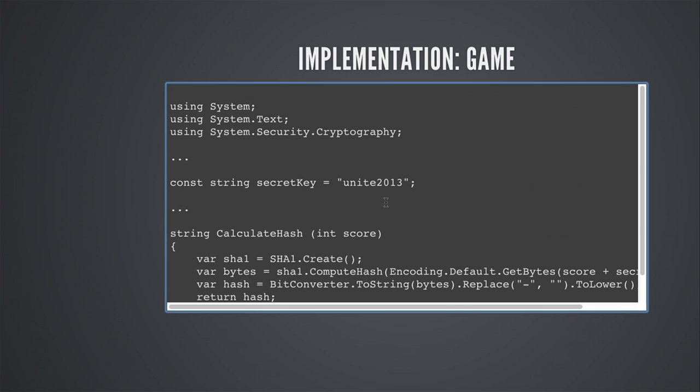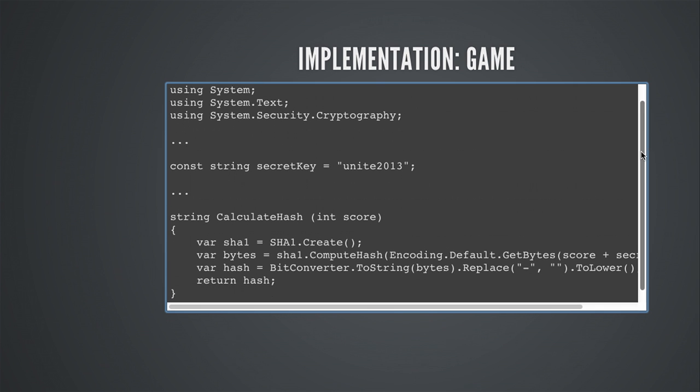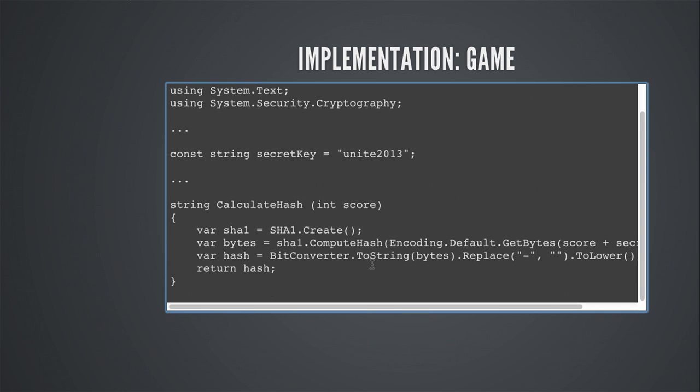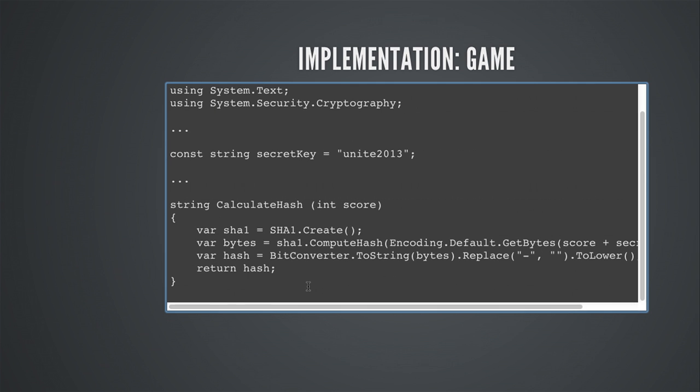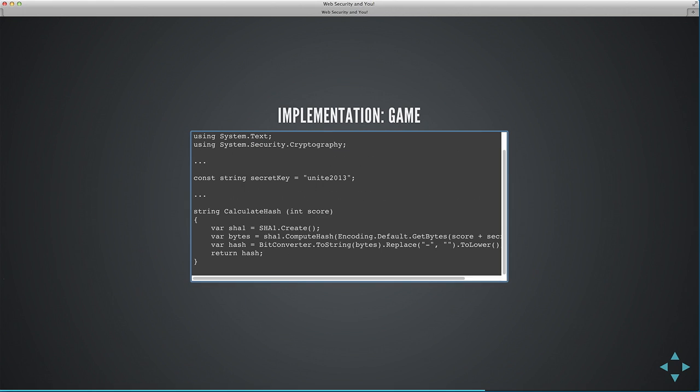First, you just import a couple things that are available in Unity. You have a secret key. Ours is Unite 2013, ideally a key that isn't easily guessable. Then when you want to calculate a hash, you simply add your score to your secret key on that line there where it says get bytes. It's a few complicated steps, and then out of this function here, you get a hash, which you can include in your request. And then on the server side of things, let's go there.